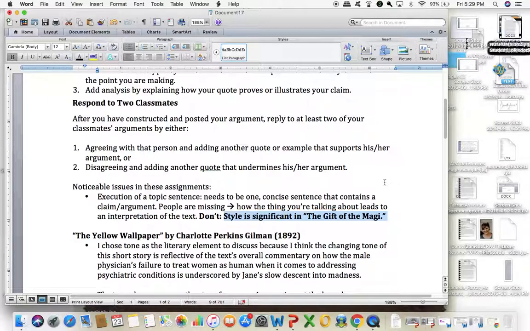So, what is The Gift of the Magi? What would be an interpretation of that particular text? And how is that interpretation supported by a specific example of the writing style? That's what you need to be aiming for in your arguments and your claims in these one paragraph arguments. That's the most important thing, because that's the argument.